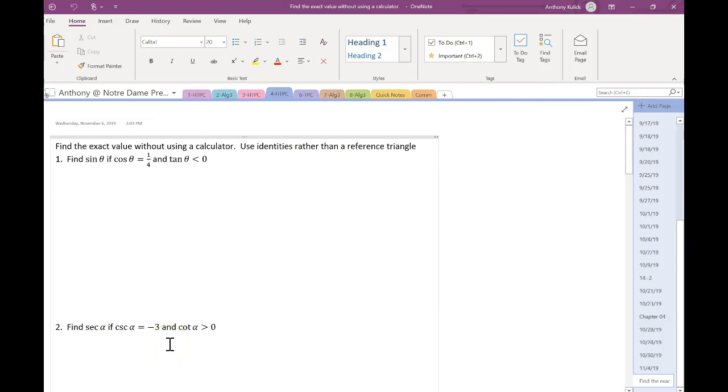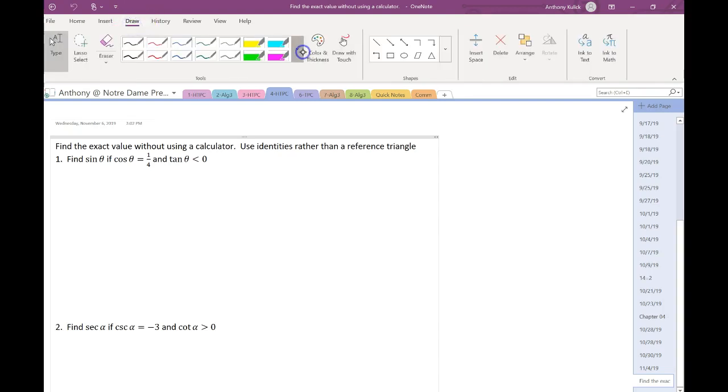So number 1 says find the exact value without using a calculator. Use identities rather than a reference triangle. So when I do this problem, I'm going to try to do this in such a way that I don't have to draw the XY axis at all.